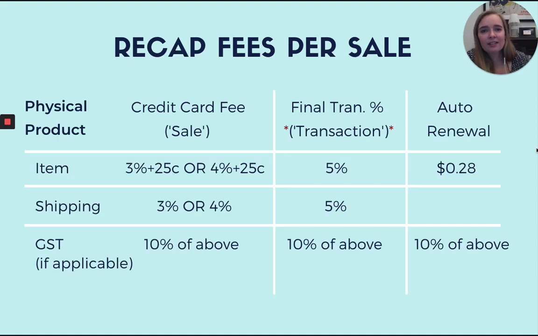So let's break that down, but first I want to just recap on what are the fees per sale, and this is really a one-page summary of a quite complicated process. So if we're selling a physical product, domestically we get charged 3% of the sale for the item price and then 25 cents as well. Internationally, 4% and 25 cents as well. That's for the credit card. So if they're using credit card and checking out on Etsy, that's what you're going to pay.